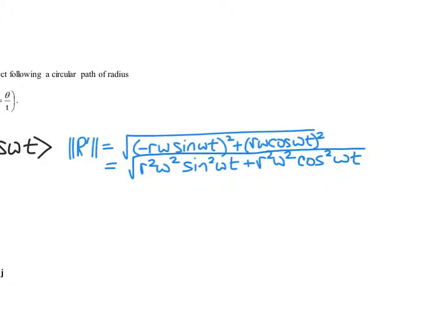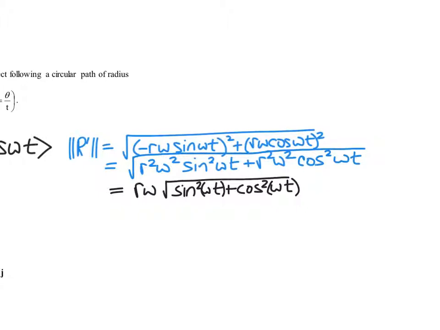All right, and you have that constant multiple. The common factors of R squared W squared can come out of the whole thing, so R W. The reason why I like these kind of problems is it hits home the idea that sine squared of anything plus cosine squared of the same anything is going to equal 1.